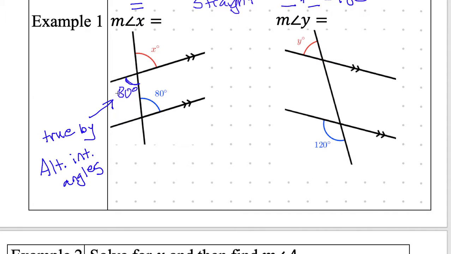Can I somehow move 80 degrees onto X? Okay. If you say yes, is there a quiet raised hand that can tell me why I'm allowed to do that by one of those two theorems? It's either vertical angles or alternate interior angles. Why am I allowed to move 80 degrees to right here?